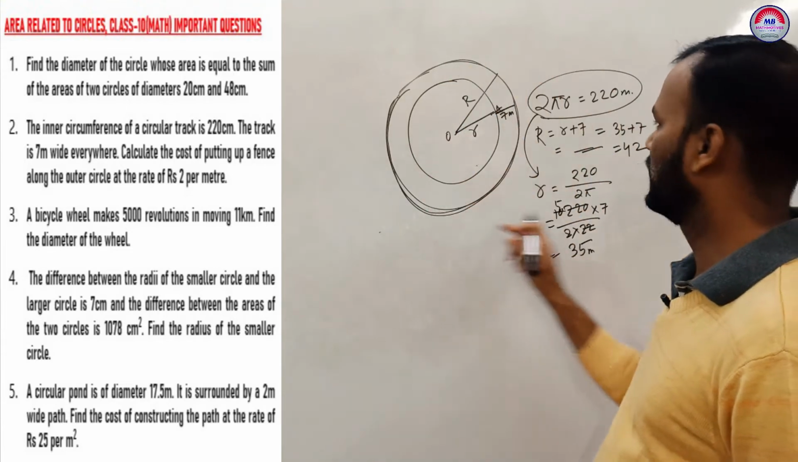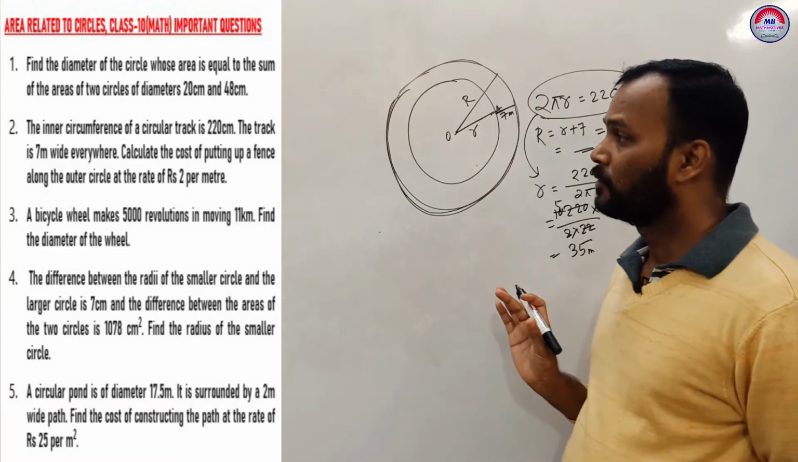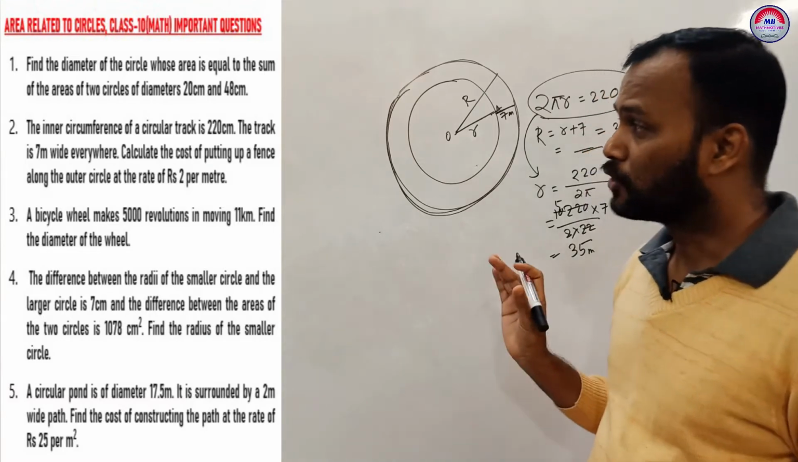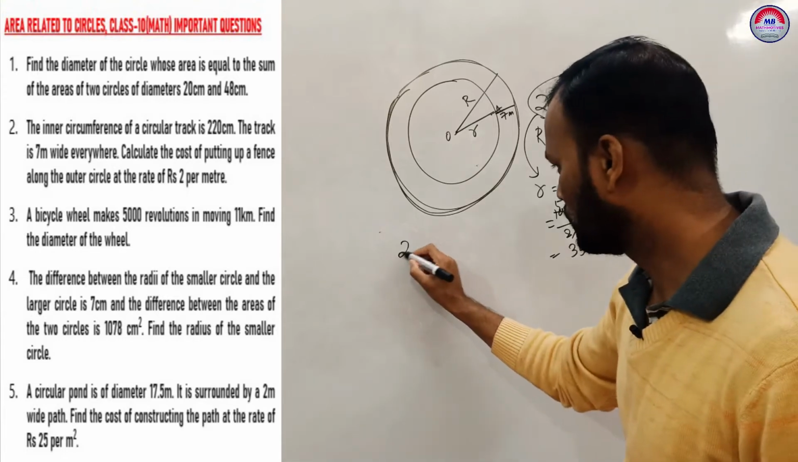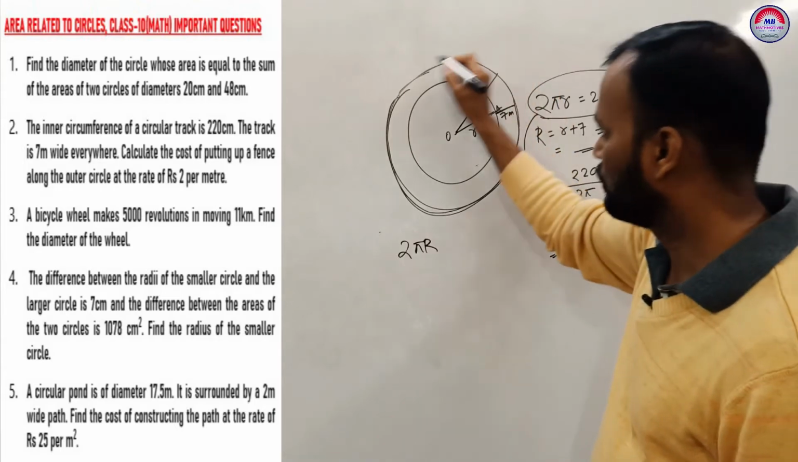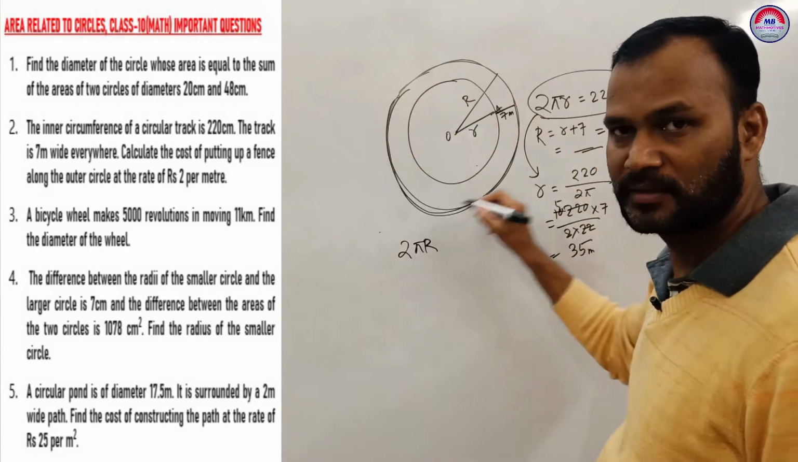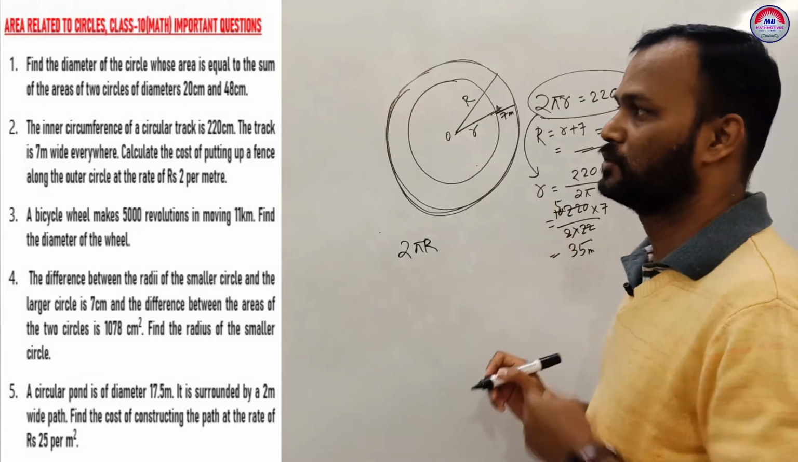Outer circle radius, find 42 meter. Clear? What to find? Calculate the cost of putting up a fence along the outer circle. Then the circumference of the outer circle is 2 pi r, because this is the boundary, we have to fence it. Clear? And per meter is 2 rupees.